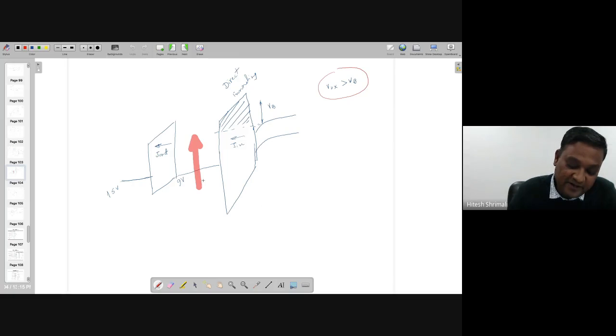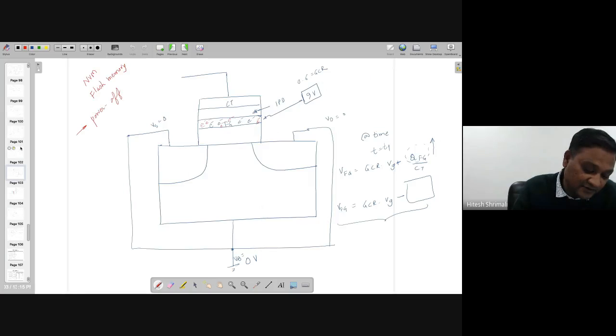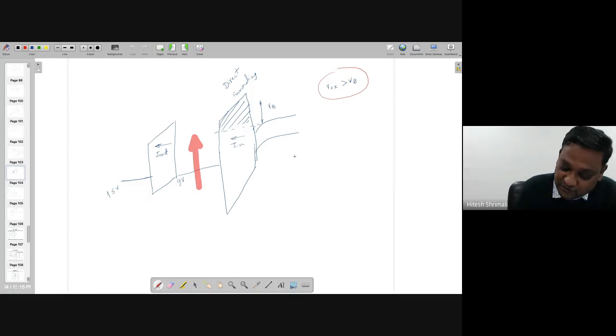So in the band bending diagram, when you are applying higher voltage, it goes down, right? If you look at this, I'll write this equation over here: VFG is nothing but GCR times VG plus QFG divided by CT. As QFG is increasing, but with the minus sign, this overall VFG is going to be reducing with time.